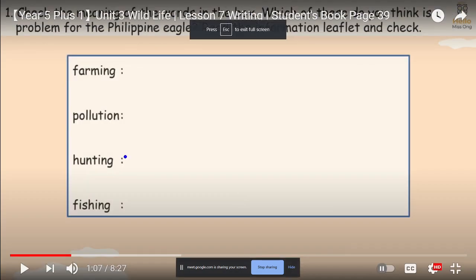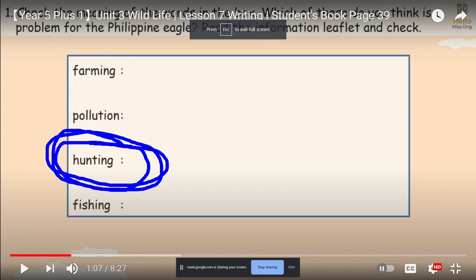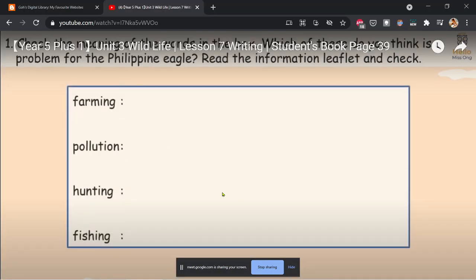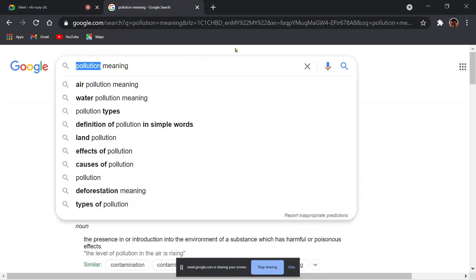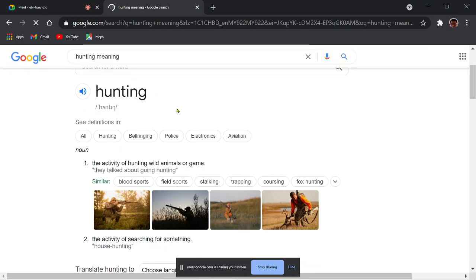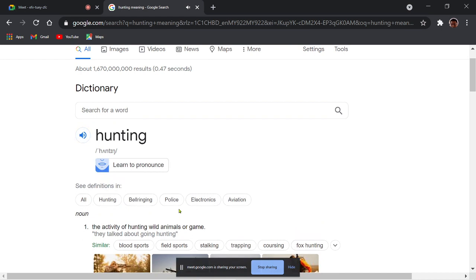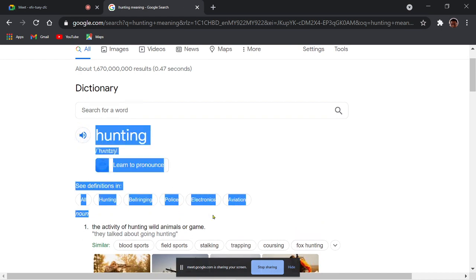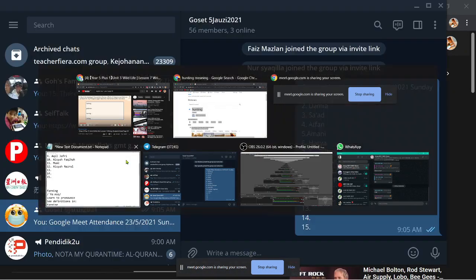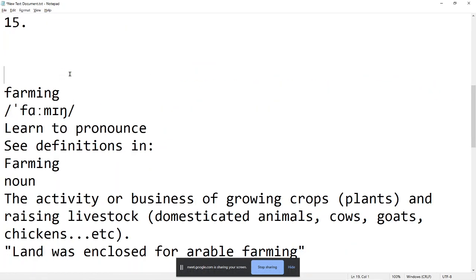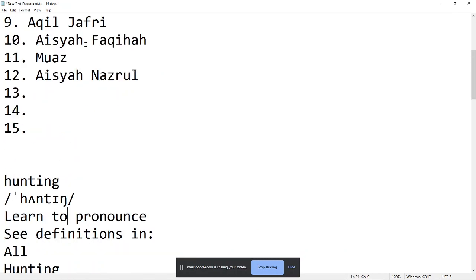Okay, I'm going to talk about hunting. Hunting tu in Malay, we call memburu lah. Orang memburu binatang untuk makanan. But some people, they are hunting for their leisure time, for their recreation activity, for fun. They're hunting for fun. Alright, what does it mean by hunting? You can always check in your dictionary. You just type hunting meaning. If you Google it, you can actually highlight it and put it in your notes. Hunting. See? Hunting.